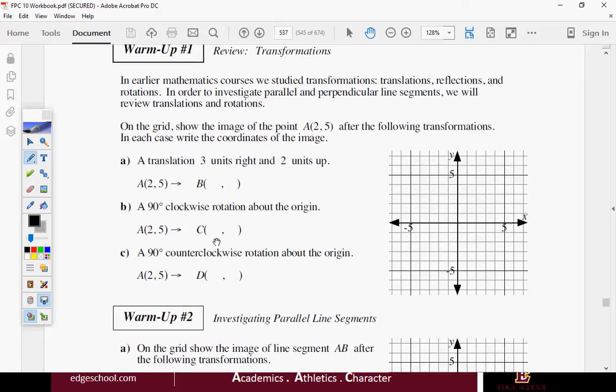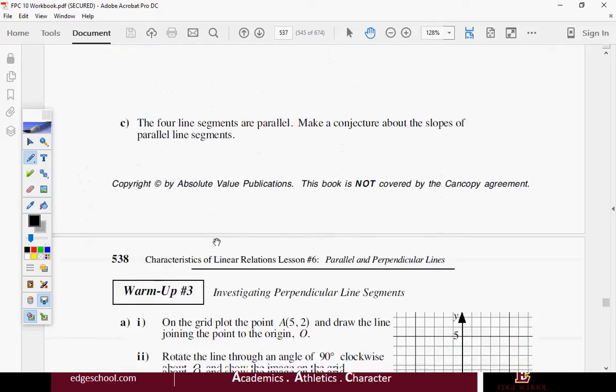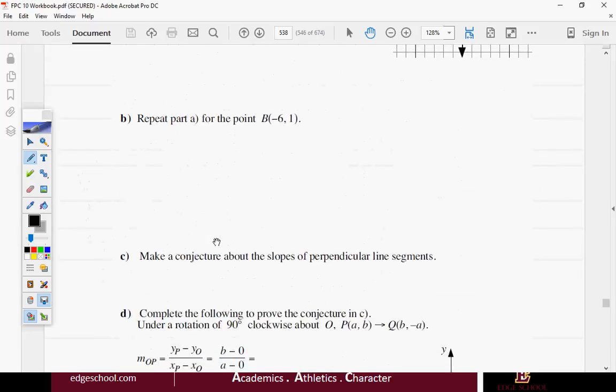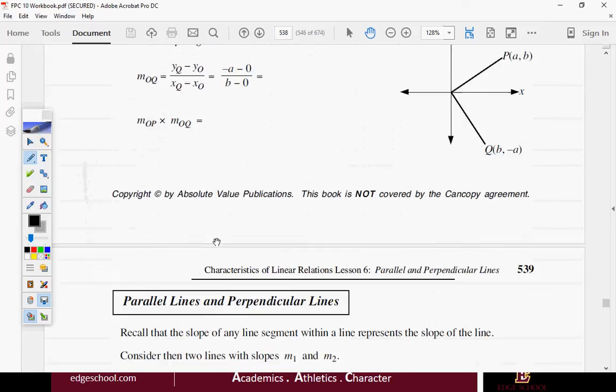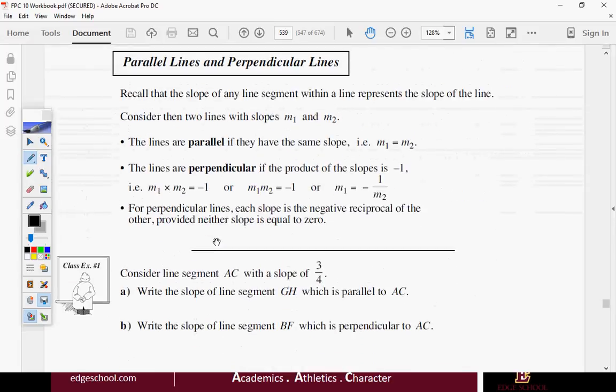Okay, so in early mathematics on a grid, actually, I don't need to do these. We don't need to take care of these. Skip these warm-ups. I skipped them yesterday because we can just get right to the actual task at hand. Okay, parallel and perpendicular lines. Make this video short and sweet.